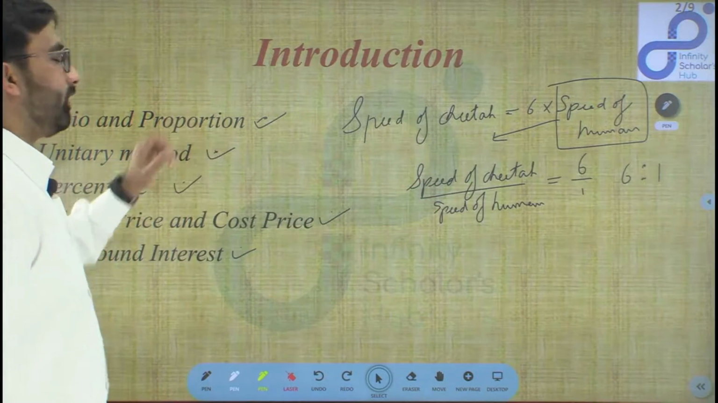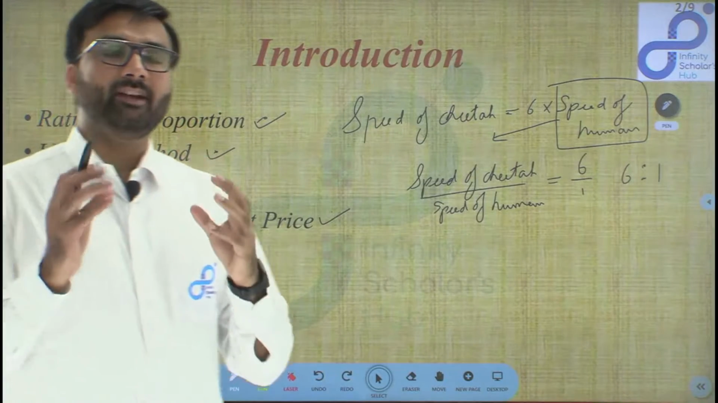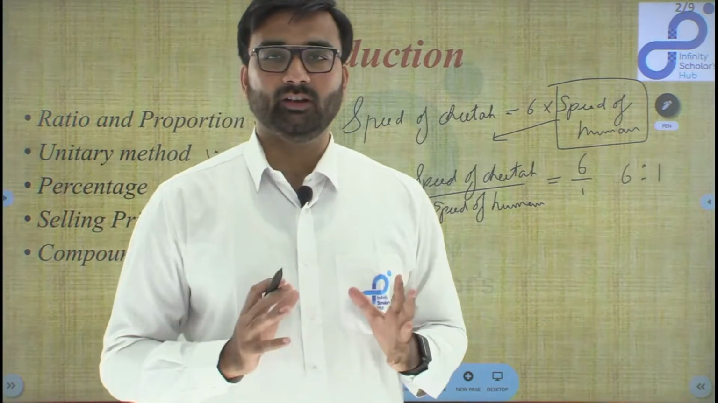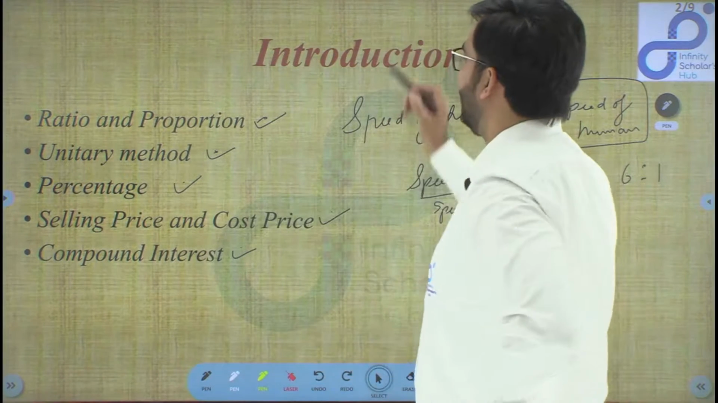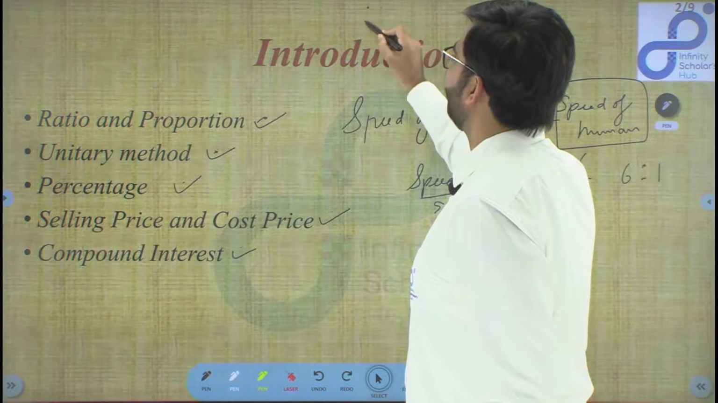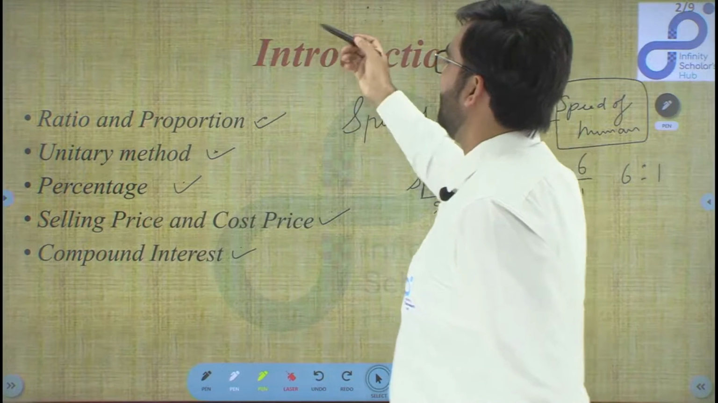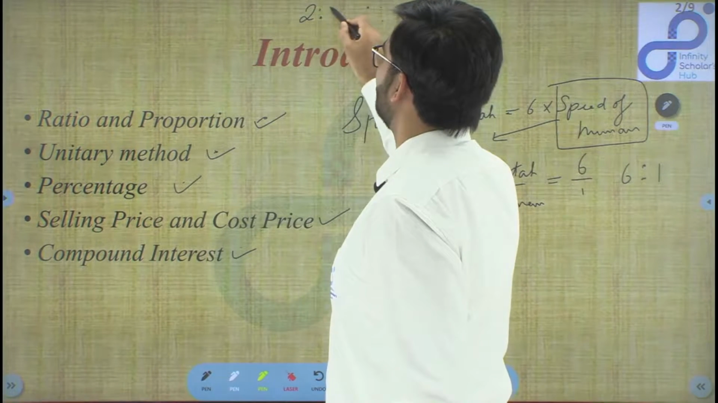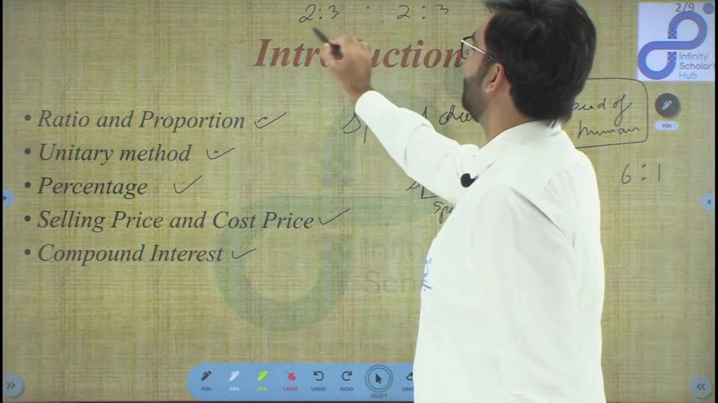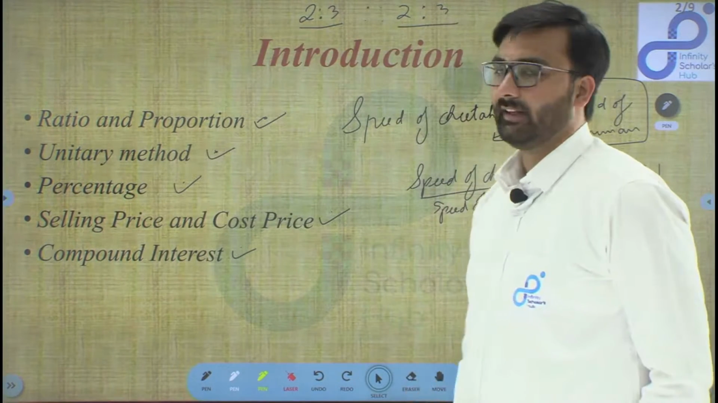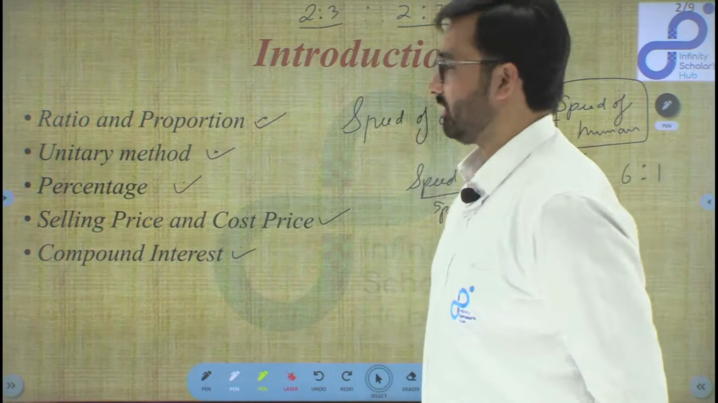Now see, what is proportion? When you have two ratios which are equal, then we say that the two ratios are in proportion, and the sign of proportion is four dots in between. Let's say over here you have the ratio 2:3, over here also it is 2:3. Since the two ratios are the same, we say that they are in proportion.